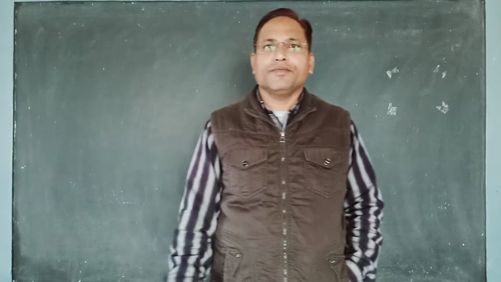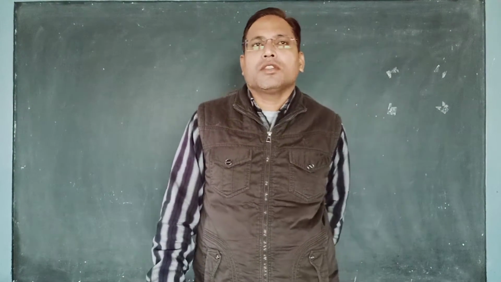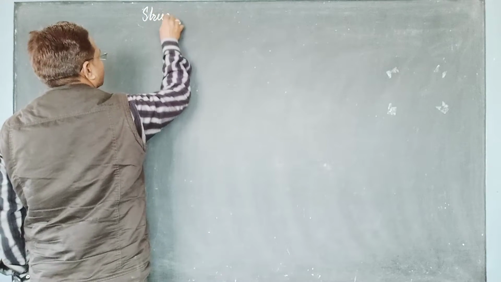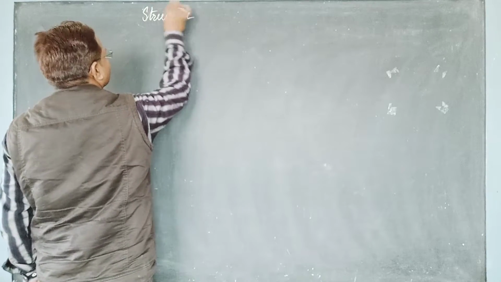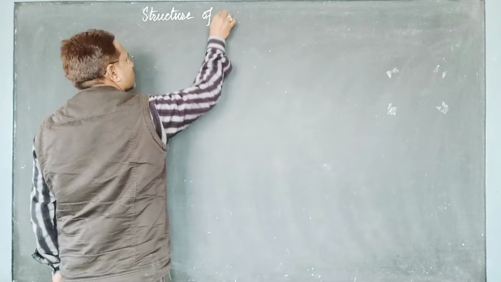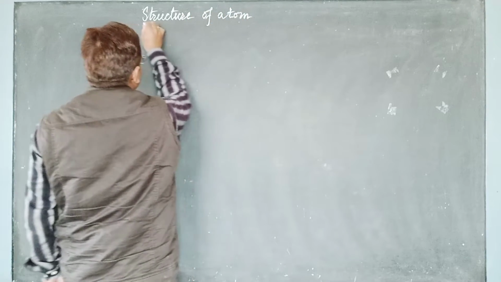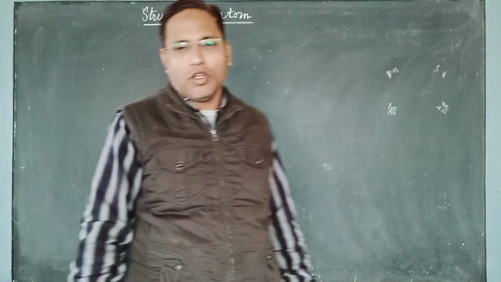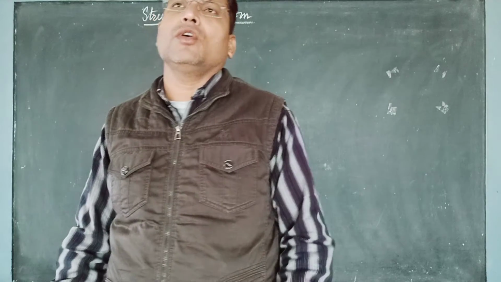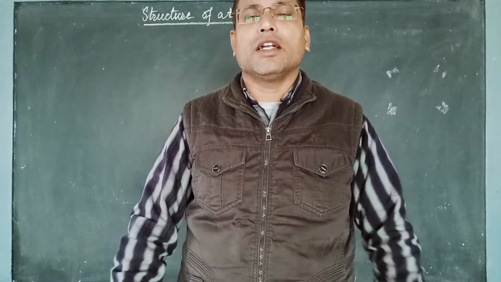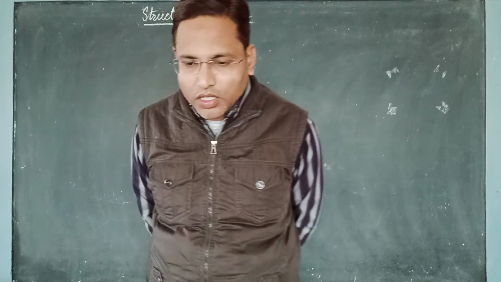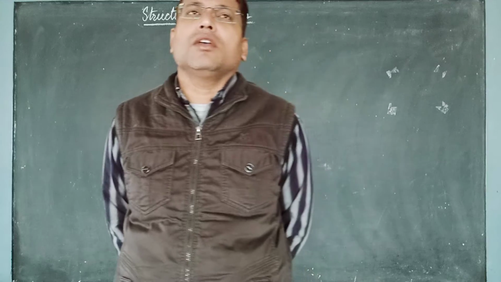Hello, good morning everyone. Today we will start the second part of class 9 chapter Structure of Atom. In the first part we had seen the properties of electron, proton and neutron, and the discovery of electron, proton and neutron. Now in the second part we are going to see about the structure of atom.